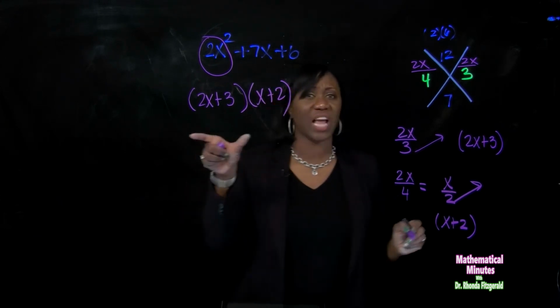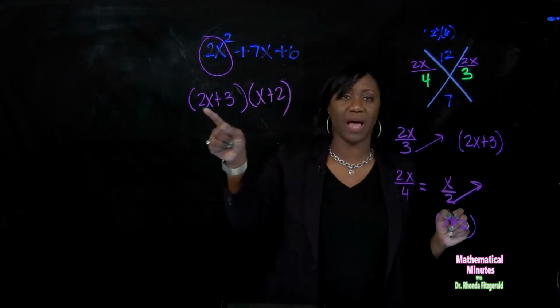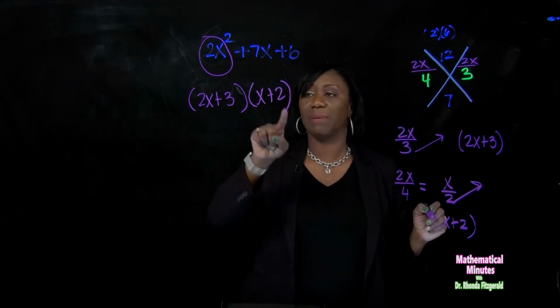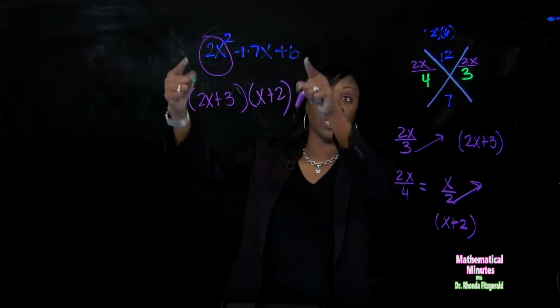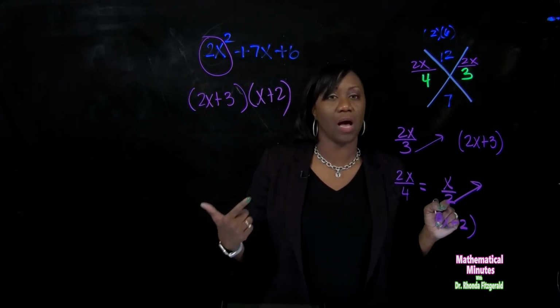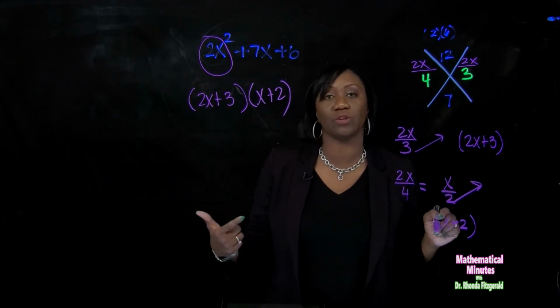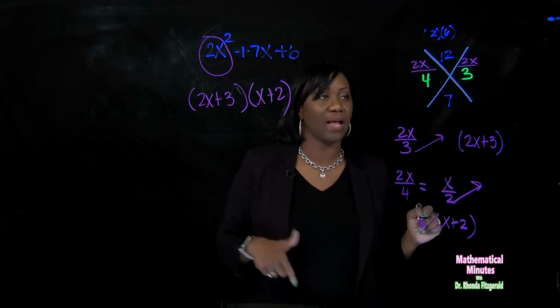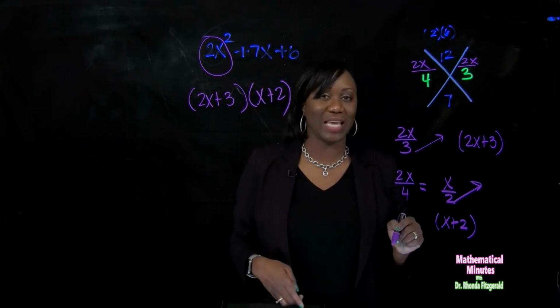And we can always check our factoring. If I were to multiply this back out, whether you FOIL or distribute, I should get my starting problem, my starting quadratic. So we can always check our factoring to see if we factored this right. However, this is factoring using the X method.